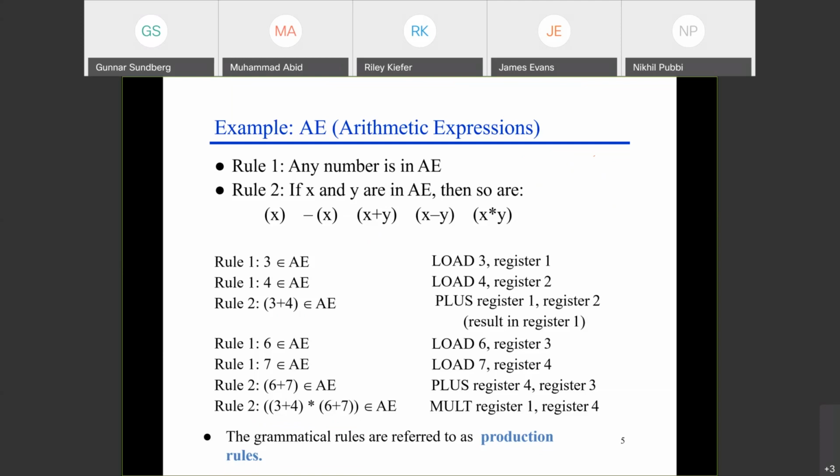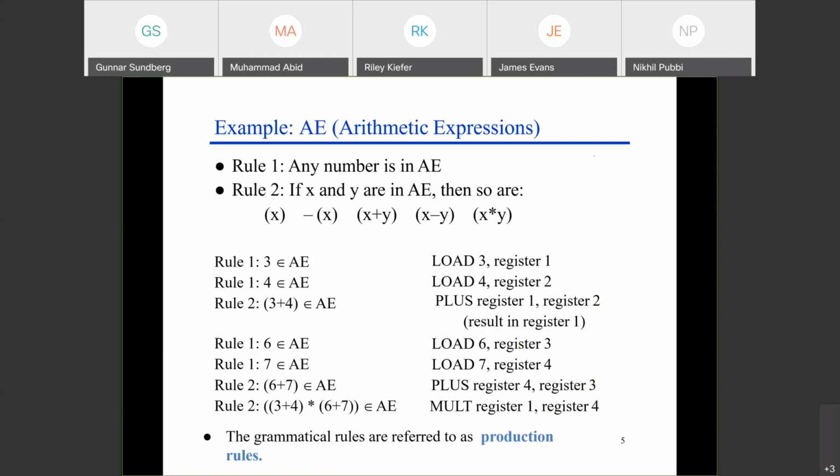So now you see: load 3 into register 1, load 4 into register 2. These are the mnemonics of assembly language. Assembly language has some commands, we call them mnemonics, and we use those. Then we combine these two registers, we add them, and we get the answer of 3 plus 4. Then we load 6 and 7 into other registers, combine them, find the answer, and store that into register 3. Finally we multiply register 1 and register 3 to get the final answer. This way, you can convert your recursive definition into an assembly language program.